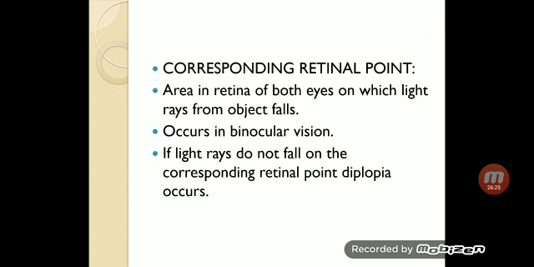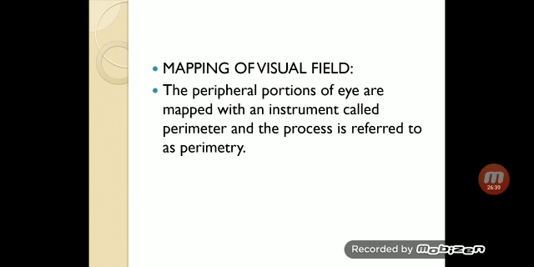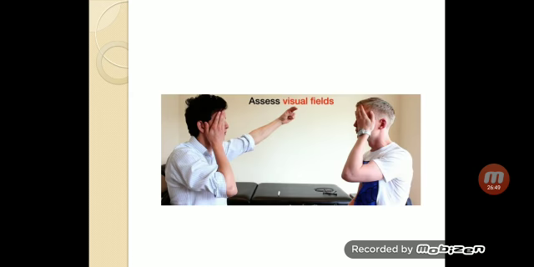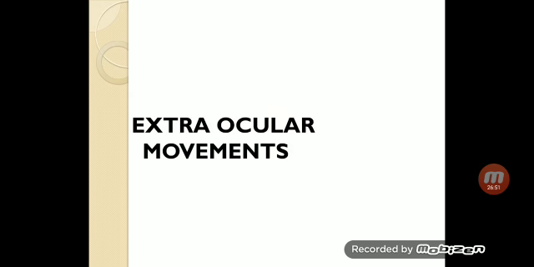The temporal field, nasal field, upper field and lower field. The corresponding retinal point is the area in the retina of both eyes on which light rays from the object fall. It occurs in binocular vision. If light rays do not fall on the corresponding retinal point, diplopia occurs. Diplopia means double vision. The mapping of the visual field is done by mapping the peripheral portion of the eye with an instrument called a perimeter, and the process is referred to as perimetry. This is how you will assess the visual field.